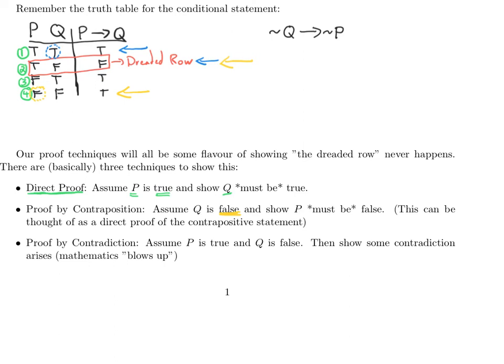There are two methods. And our third method is something called a proof by contradiction. And basically, for if-then statements, it works as follows. We assume that we're in this dreaded row, that there's a counterexample, that this if-then statement has something that makes it false, where the if part is true and the then part is false. So we assume that, and we show, basically, that if that happens, mathematics blows up. We end up with some contradiction. And these three methods we're going to learn in the coming videos.